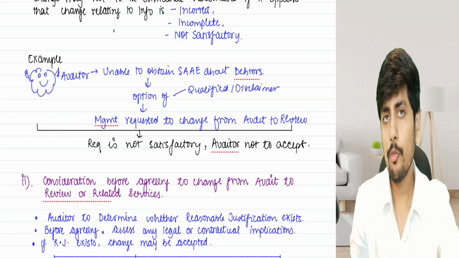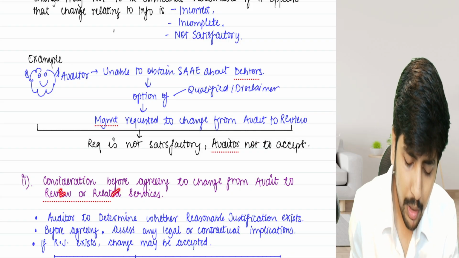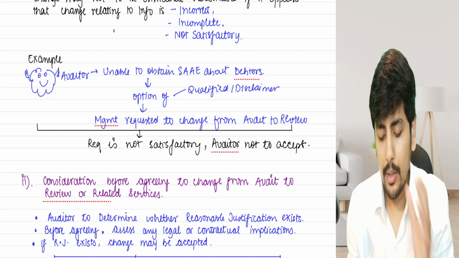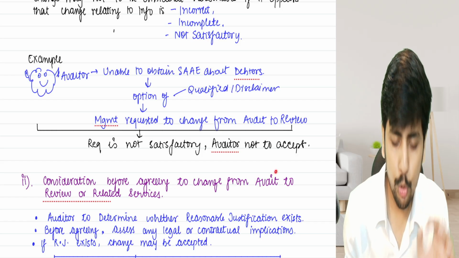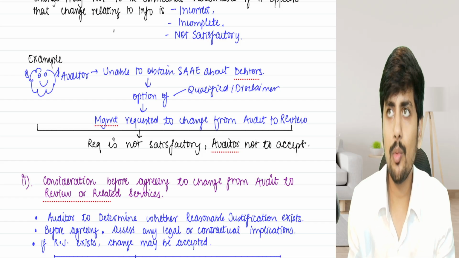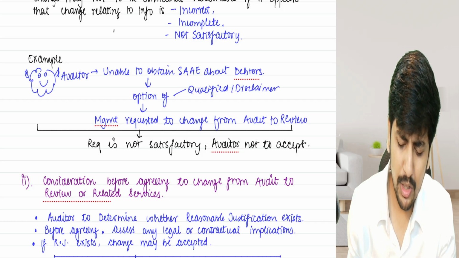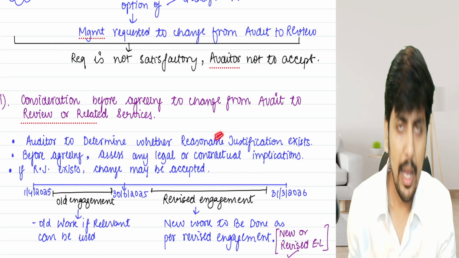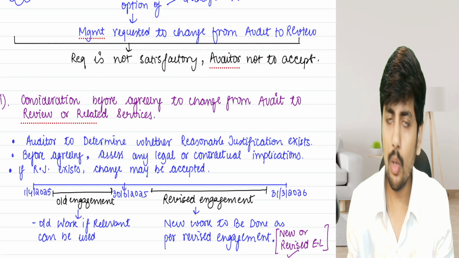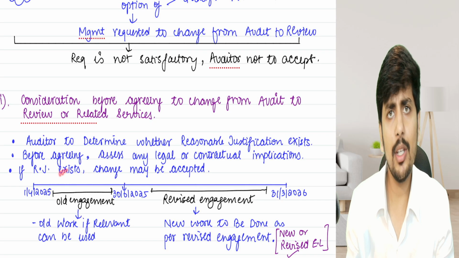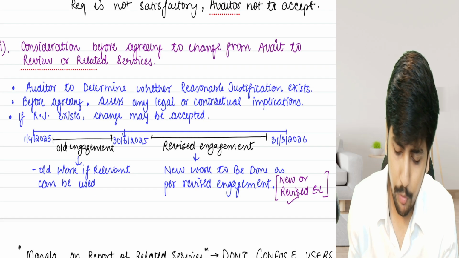There is a request from management to change audit to review or related services. Change is requested, and the change is relating to audit to review or related services. So whether the auditor can accept, the auditor will focus on the reasonable justification part and will consider legal or contractual implications. Okay sir, if reasonable justification exists, the auditor may accept such change.